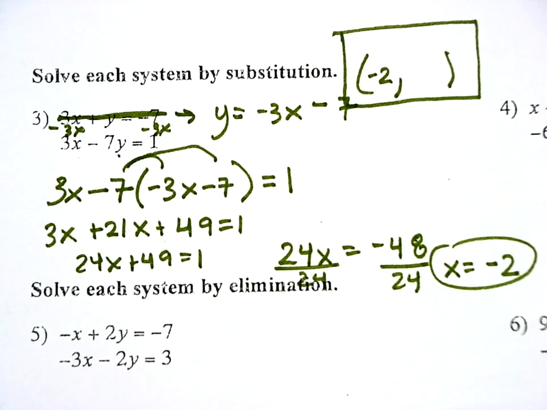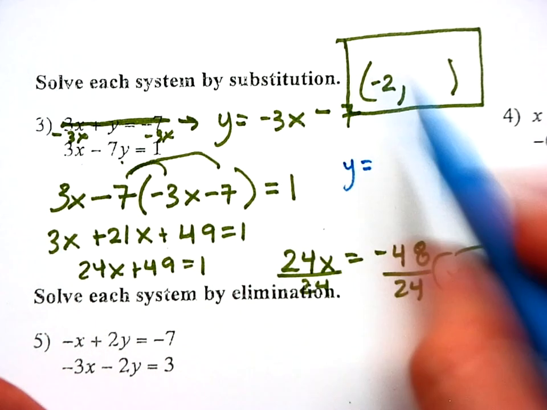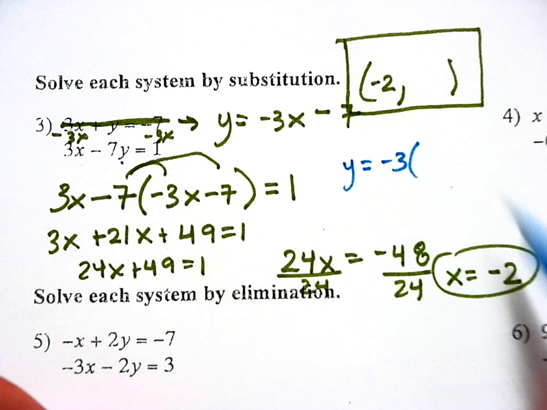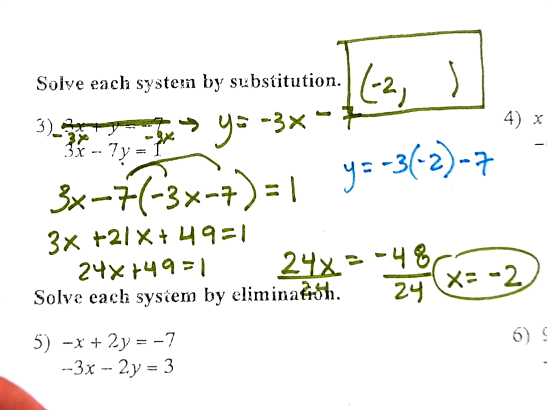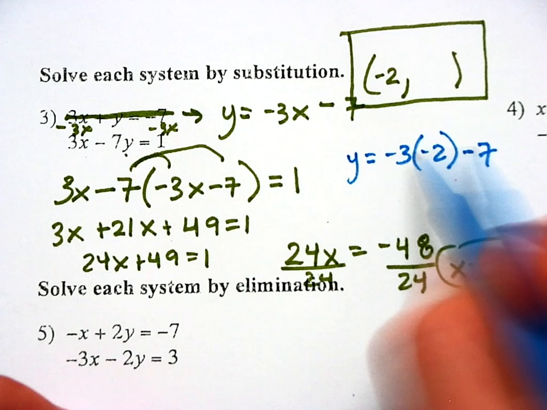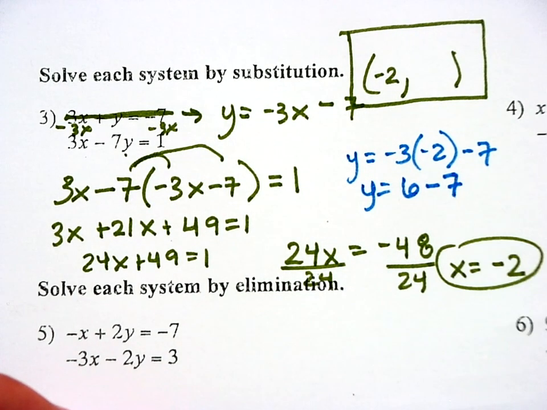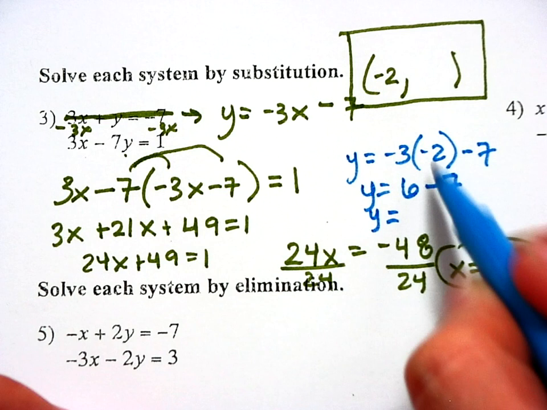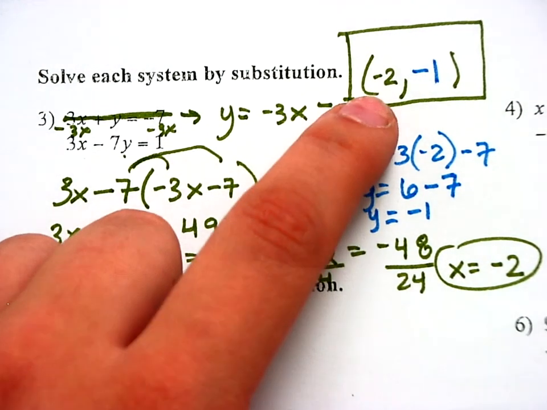So I'm going to do that in a different color. Y equals, and then instead of x, I'm going to write negative 2. So I just rewrote this, but I plugged in x. Okay, so just simplify. Y equals, this is positive 6 minus 7. So y equals negative 1. So this is your solution, negative 2, negative 1.